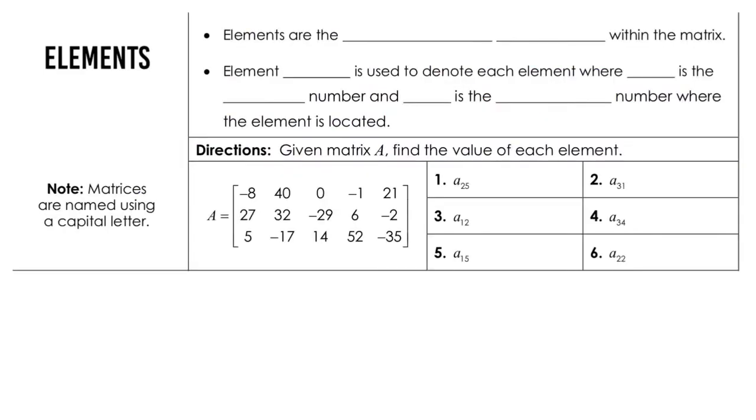Okay, and then elements are inside the matrix. So here, a formal way to put that, elements are the individual values within the matrix. And then the next part, you have an element, and normally you're going to note that with a subscript, which is going to be used to denote where x is the row number and y is the column number.